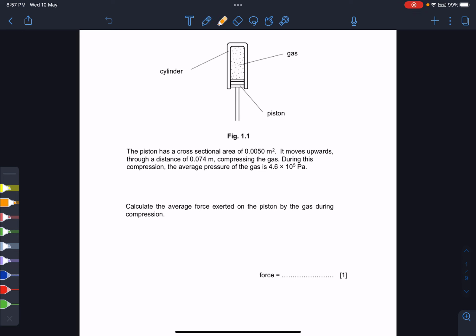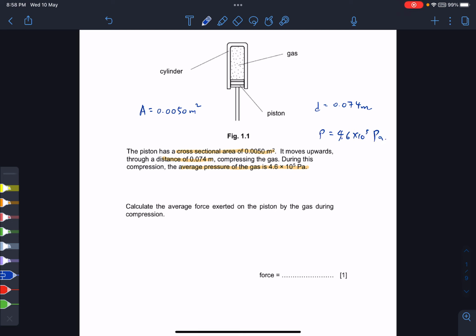So clearly, some of the values here that matter to us are the cross-sectional area of 0.0050 meter square, meaning A equal to 0.0050 meter square. What else? You have distance, 0.074 meter. Cool. What else do we have? We have the pressure, P equal to 4.6 times 10 power of 5 Pascal.